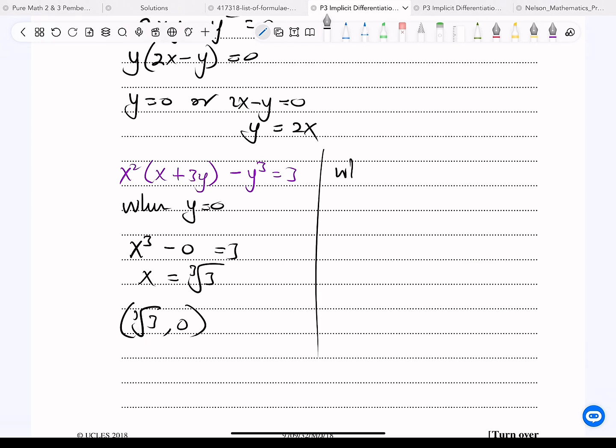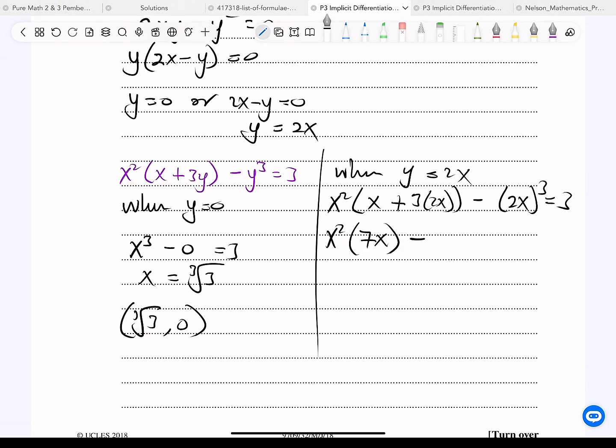Then we do when y equals 2x, we will get x squared plus x into 3 into 2x, minus 2x cubed equals 3. So this is x squared, this is 6x, right? 6x plus that 7x, and minus 8x cubed equal to 3. So that is 7x cubed minus 8x cubed is equal to 3. Negative this equals that.